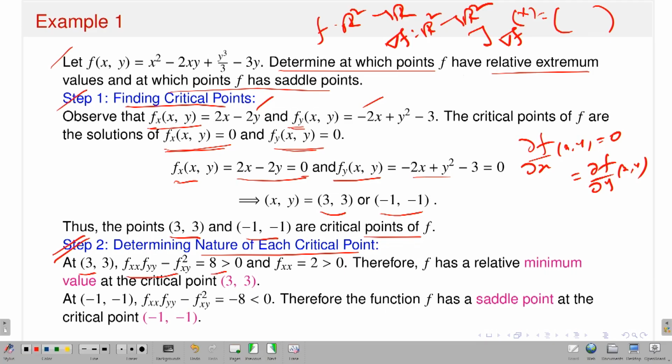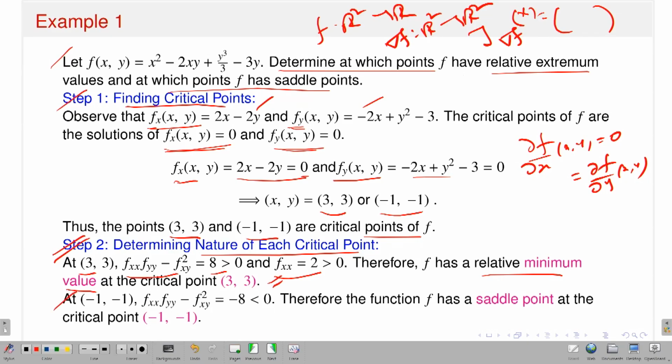If you check at the point 3 3, the 1 1 element, which is nothing but del 2 f del x square at the point 3 3, it will give you 2, positive. So, therefore, the Hessian matrix is positive definite, and therefore f has a relative minimum value at that critical point 3 3, very simple.